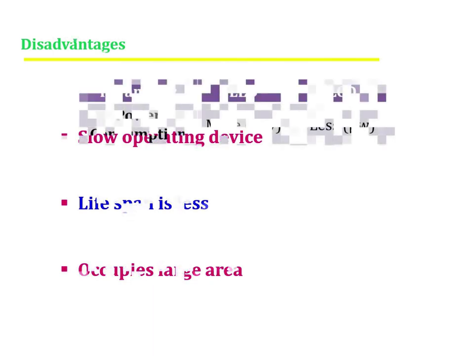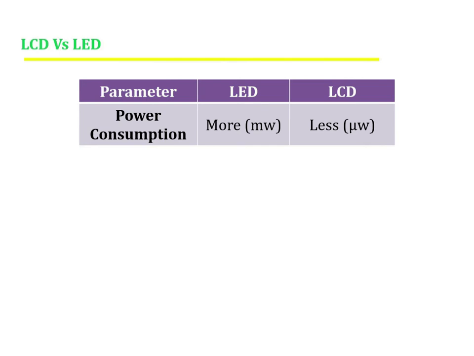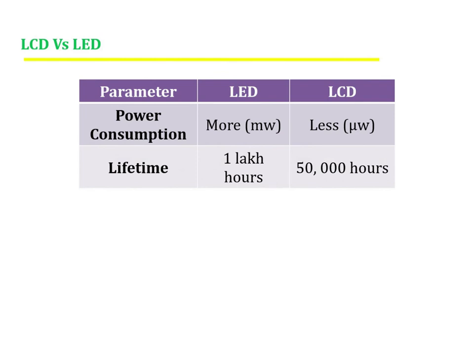We will have a small comparison between LCDs and LEDs. First, the parameter taken is power consumption. LED consumes more power in terms of milliwatts, whereas LCD consumes less power in terms of microwatts. The lifetime of LED is about 1 lakh hours, whereas LCD has just 50,000 hours, which means that the lifespan of LCD is lesser when compared to LED.